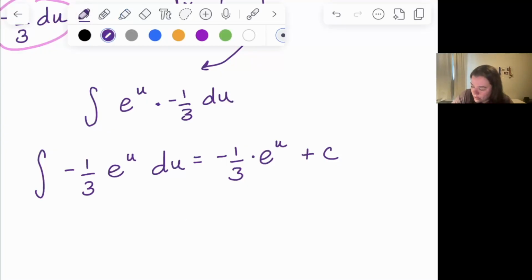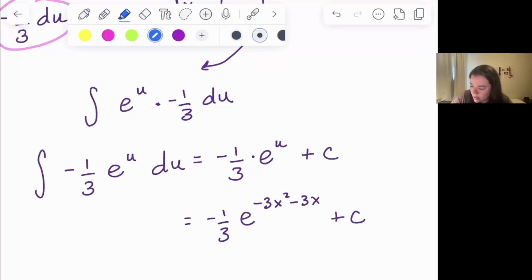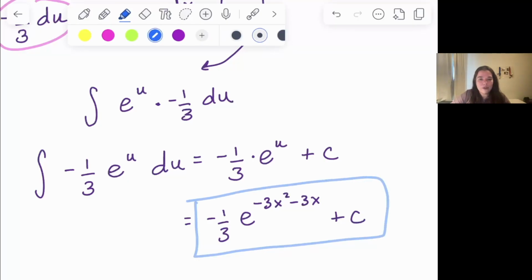So back down to our answer. U was equal to negative 3x squared minus 3x plus c. So here it is. This is the final answer. This is the antiderivative of that original problem. Another example. Let's keep going.